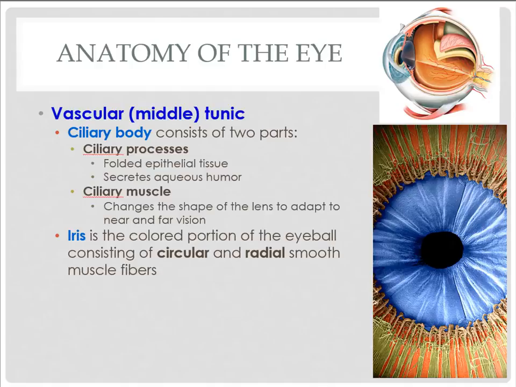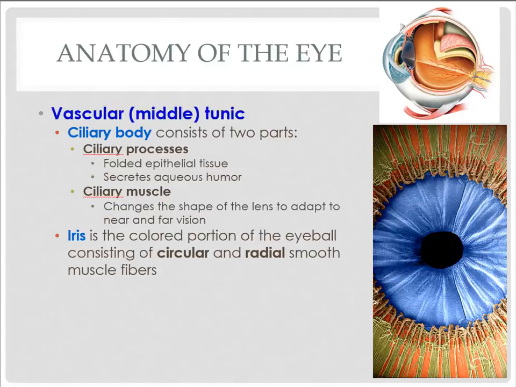Now, focusing on the vascular tunic, the middle layer, you'll see that the ciliary body consists of 2 parts. We have the ciliary processes as well as the ciliary muscle, of which the ciliary processes are comprised of folded epithelial tissue that secrete aqueous humor. The ciliary muscle attaches to the lens itself, and this allows the lens to be able to adapt to near and far vision, a concept that we'll explore on later slides.